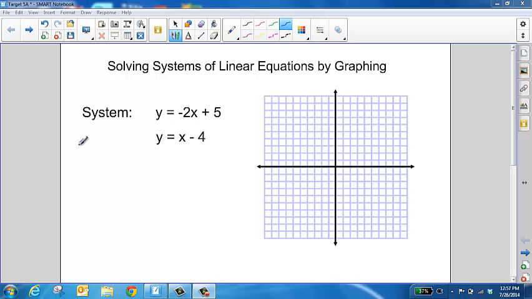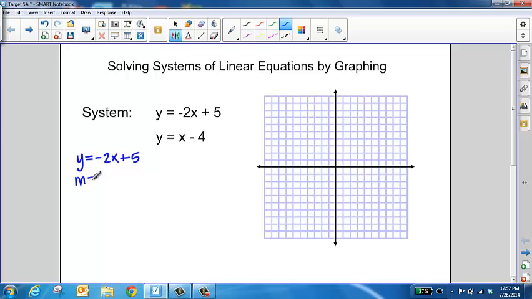To solve a system of linear equations by graphing by hand, what you want to do is graph each of the two equations individually and locate their intersection point. So our first equation is y equals negative 2x plus 5.